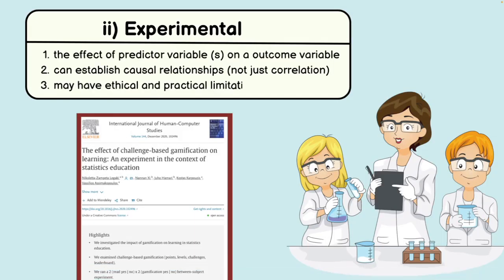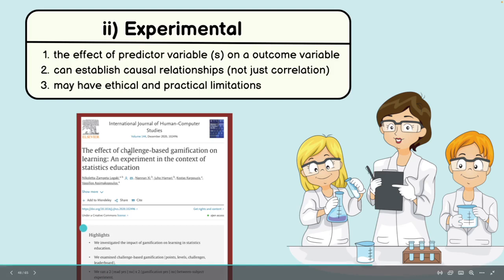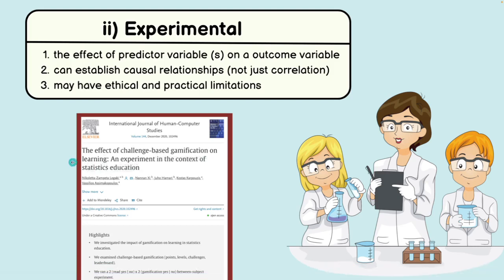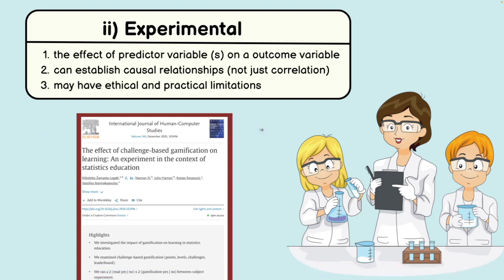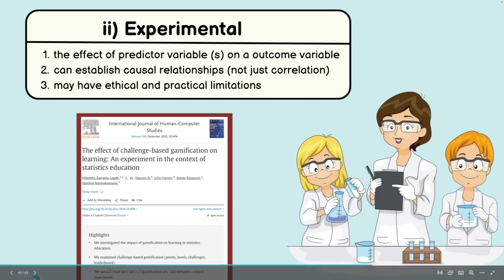Then we have the experimental study. As the term implies, you're actually performing an experiment where you have control and you have treatment. In this study, they're trying to understand the effect of challenge-based gamification. We have one group that's using some kind of gamification and another group that is not, and we evaluate the performance of each group and determine if there is a difference and if that difference is statistically significant. So that's an experimental type of study.